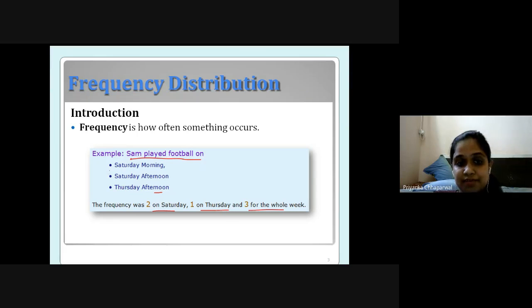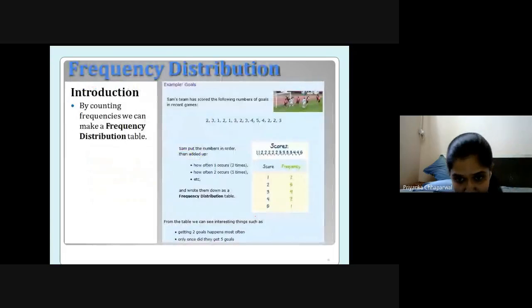Frequency means how often something occurred. So suppose you have this type of data. Sam played football on Saturday morning, Saturday afternoon and Thursday afternoon. So the frequency was 2 on Saturday, 1 on Thursday and 3 for the whole week. So we can give the frequency for Saturday, Thursday and the whole week. So it is the frequency.